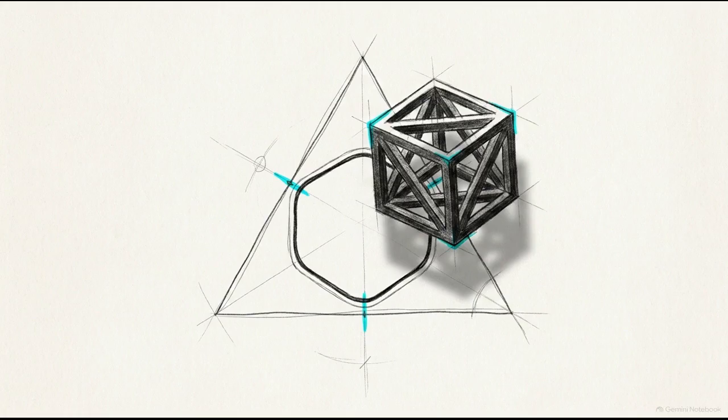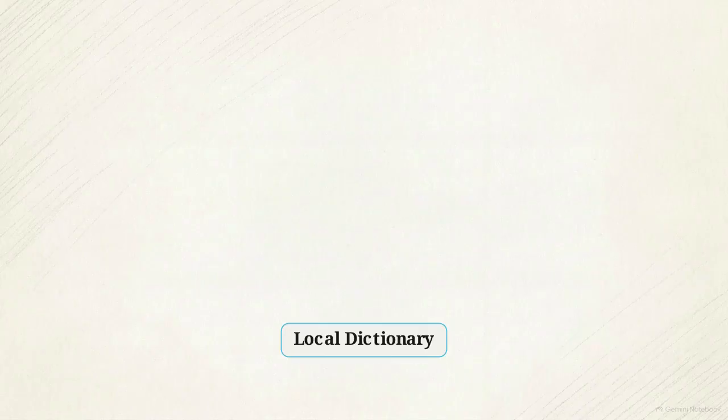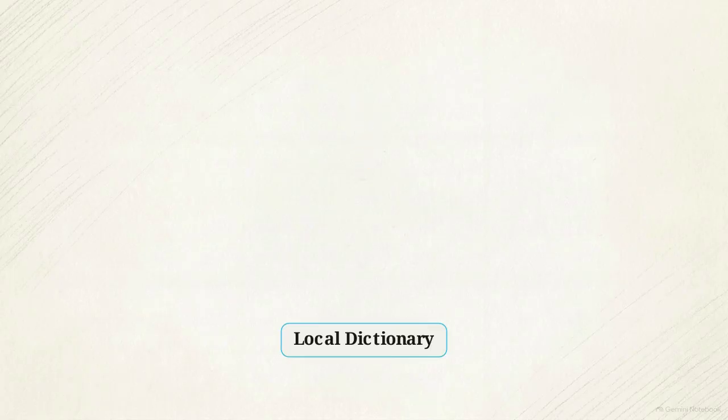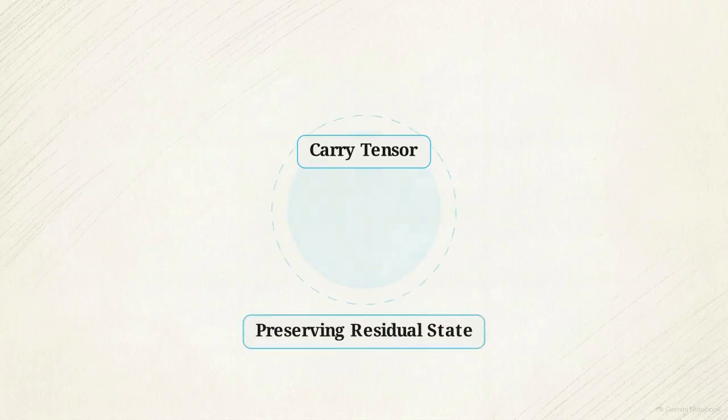Inference becomes a search for closure. The system cannot arbitrarily generate an answer. It can only conclude when logical possibility intersects with an admissible known tensor. If a node's local dictionary does not contain the crystallized relation required to close the tensor, it reaches its local coherence limit. Instead of failing, the unresolved state transforms the computation into a carry tensor. This preserves the exact residual state and open dependencies of the local problem.